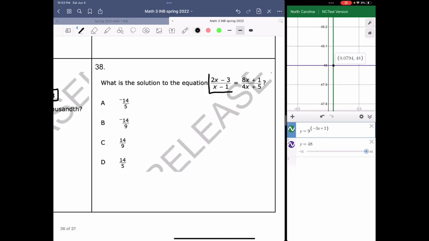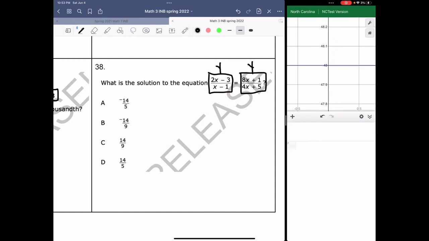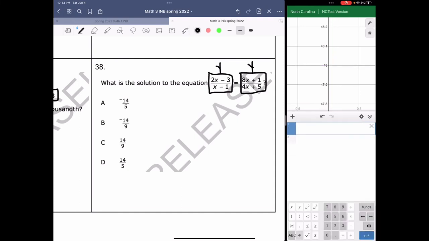Same thing with this solution. I would have set this equal to y, this equal to y. Now, the key to this one is it would have given you a decimal, and you would have had to check all of your answer choices to figure out that your x value was 2.8, and your answer should have been D.